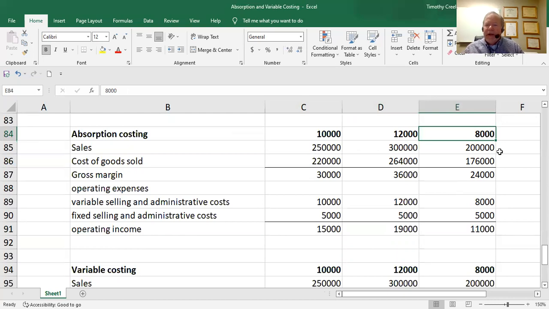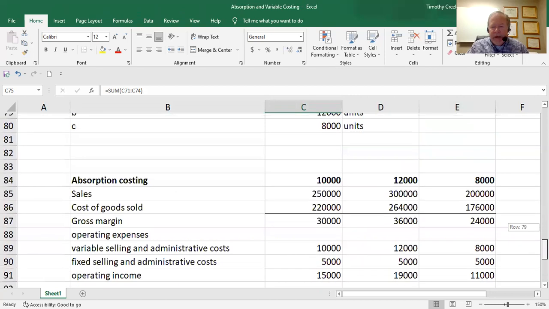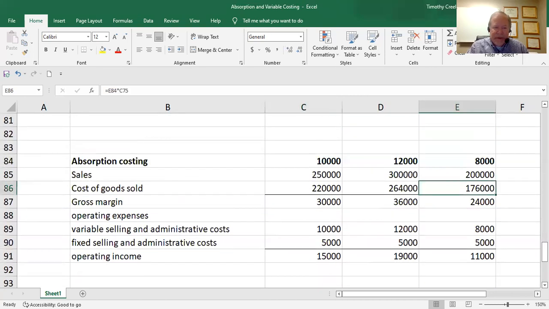Now, what if we only sold 8,000? And now this is going to be a case where we produce more than we sell. We're going to produce 10,000, but we're only going to sell 8. So let's look at what the numbers would look like. We would take the 8,000 times the $25 a unit. We'd have sales of $200,000. We would take the 8,000 units sold times the product cost per unit under absorption costing, and we would get 176,000. 200 minus 176 would give us 24,000.